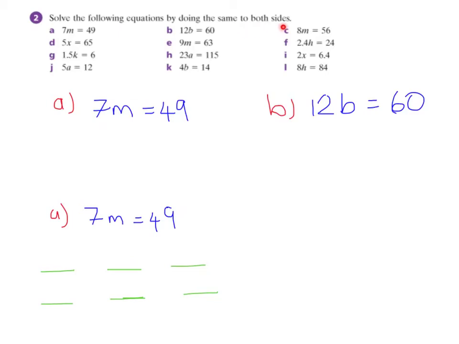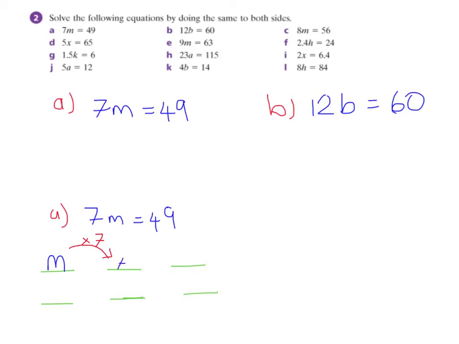Let's have a look at these ones. So once again, doing the same to both sides. So let's have a look. I've got my 7m plus 49. So I'm going to do the old way. Got it down here. So what was the first thing I did? I wrote my m. Now, 7m, what does that mean? That means 7 times m. So it was times 7. My m times 7 gave me 7m.